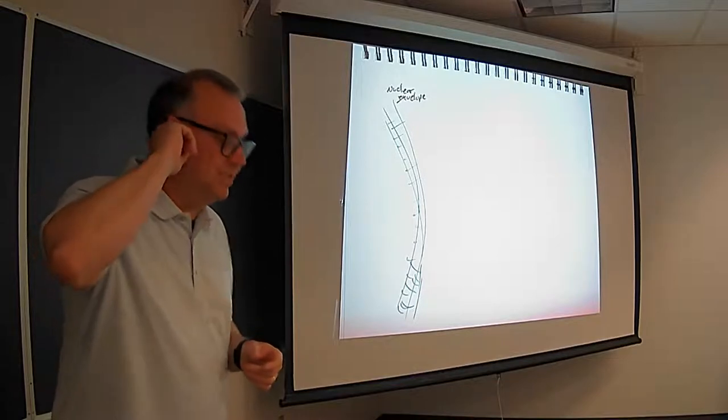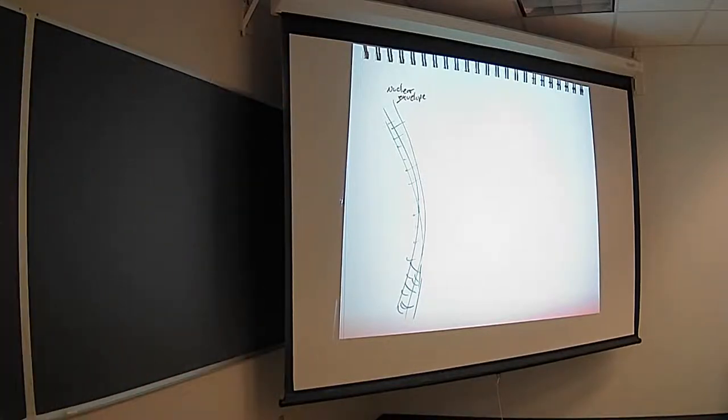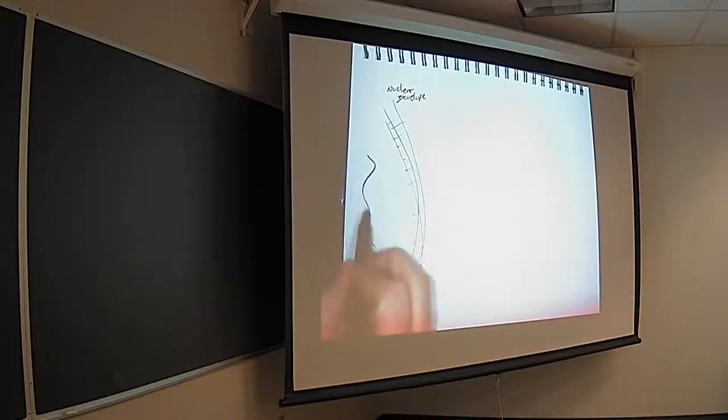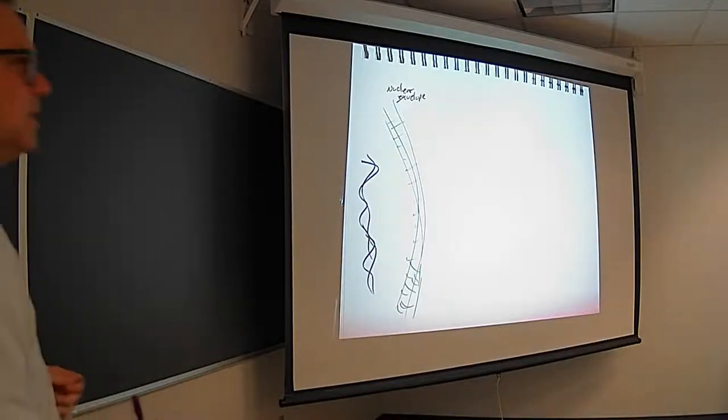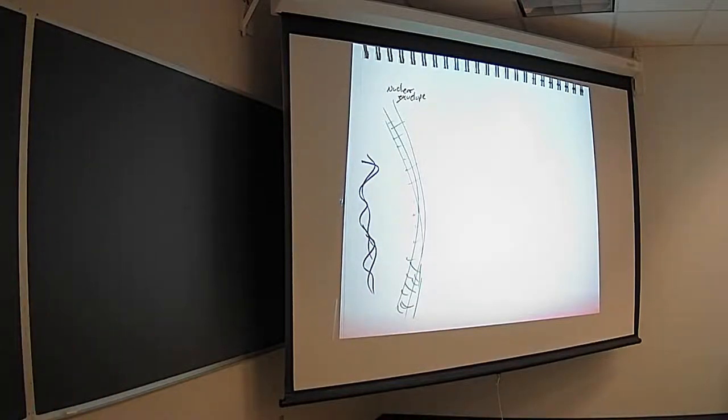DNA. What color is DNA? Red, blue. It depends on how it's done. Depends on the stain you're using, right? How about a purpley color? Does that work? Yeah. Okay. DNA. Awesome.